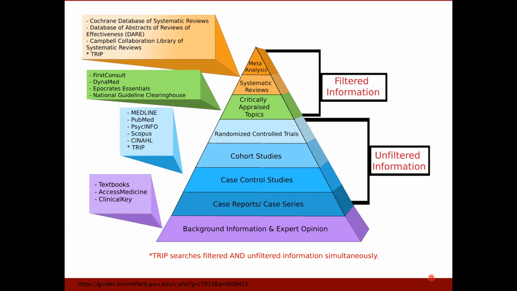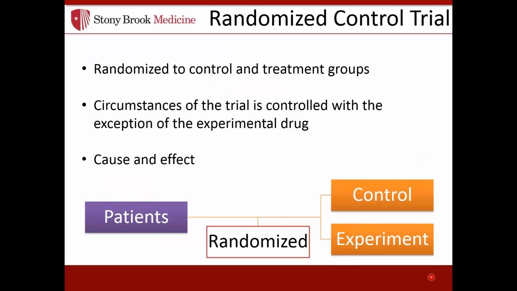At the base of the pyramid is the unfiltered evidence, which includes your randomized controlled trials, cohort studies, and case reports. These are individual reports and studies, also known as primary literature. At the very bottom, there are expert opinion articles. Let's take a look at some of the unfiltered evidence or primary literature studies first.